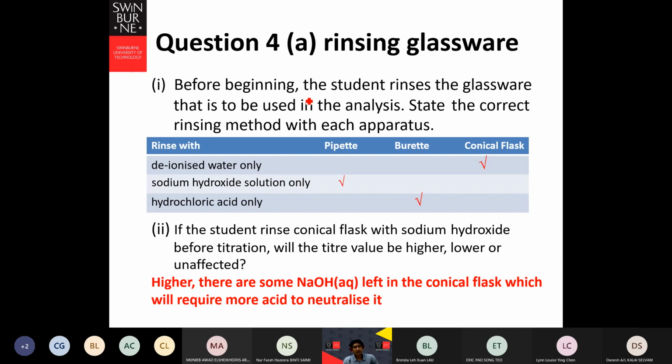Before beginning, question number 4, rinsing of glassware. In the lab, actually, we should be doing this. So before being a student, rinse the glassware that is to be used in the analysis. State the correct rinsing process method for each apparatus.